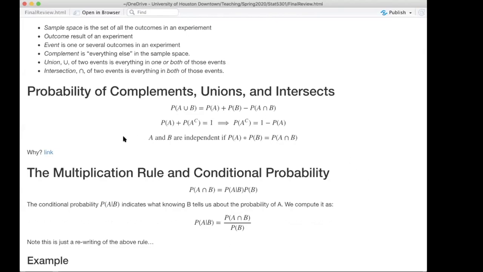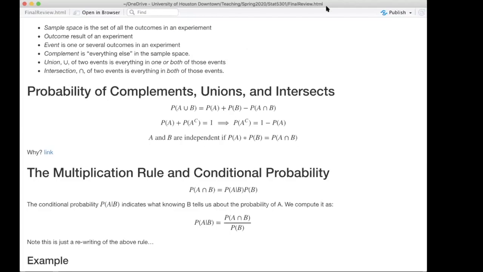And then the idea of independence is that if you multiply the probabilities together, that is the probability of the intersection. If and only if this is true do you have independence. Mutually exclusive, which I didn't put on here. I think it is in that other document. I'll share that.